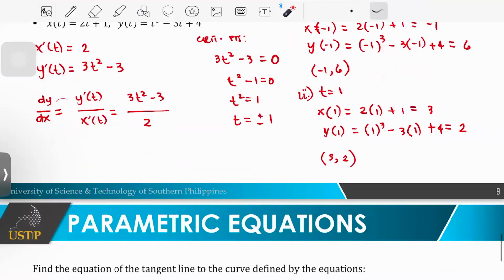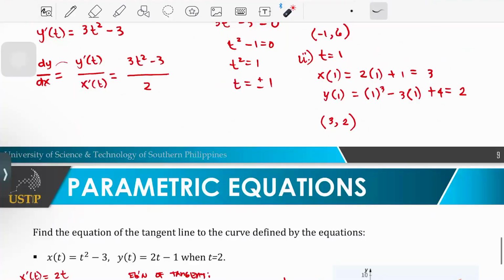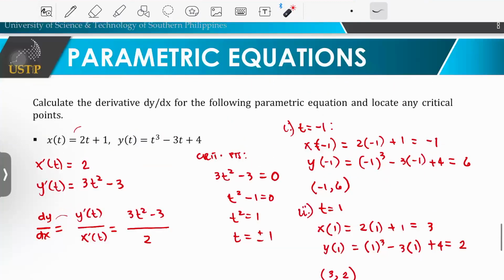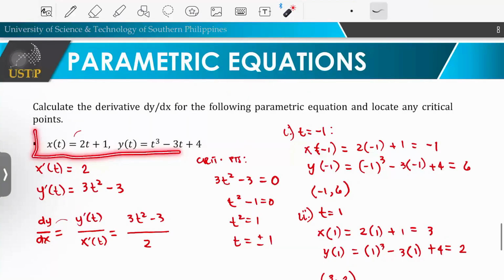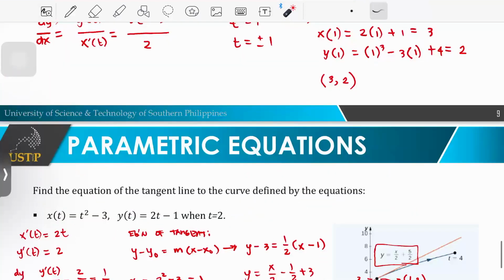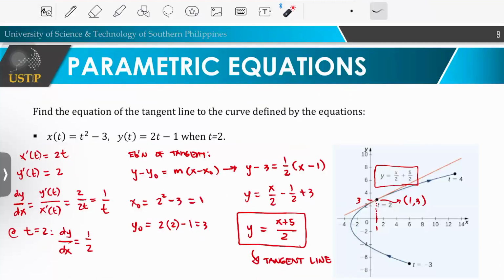If you want to see what it looks like, class, then you can convert this to rectangular form and then input it in Desmos. Okay. Let's have this problem. Find the equation of the tangent line to the curve defined by the equations. Parametric again, no? x is equal to t squared minus 3 and then y is equal to 2t minus 1 when t is equal to 2.